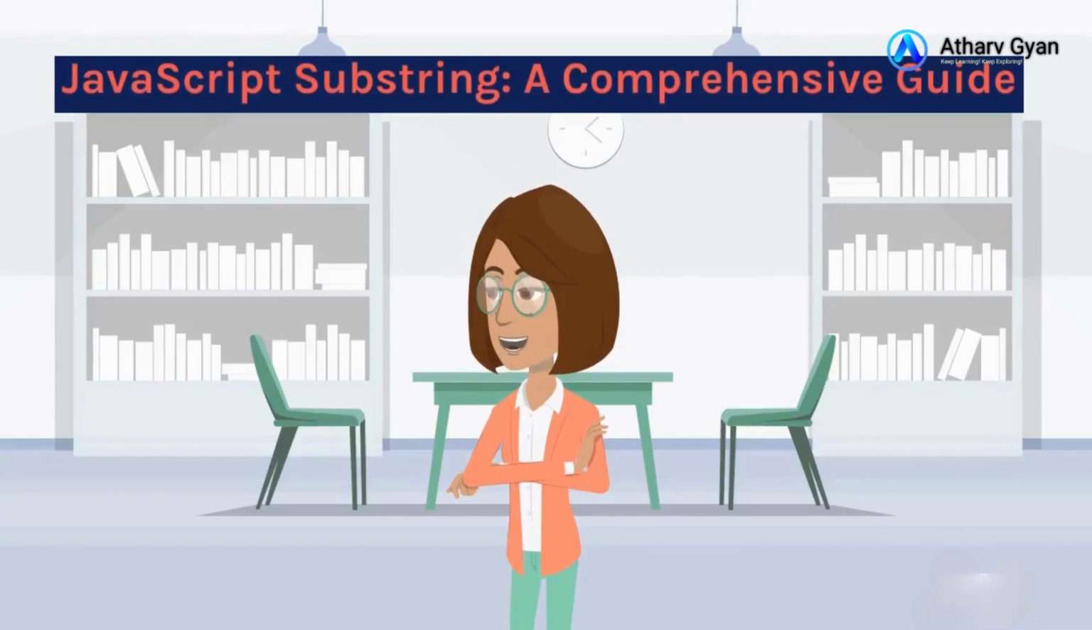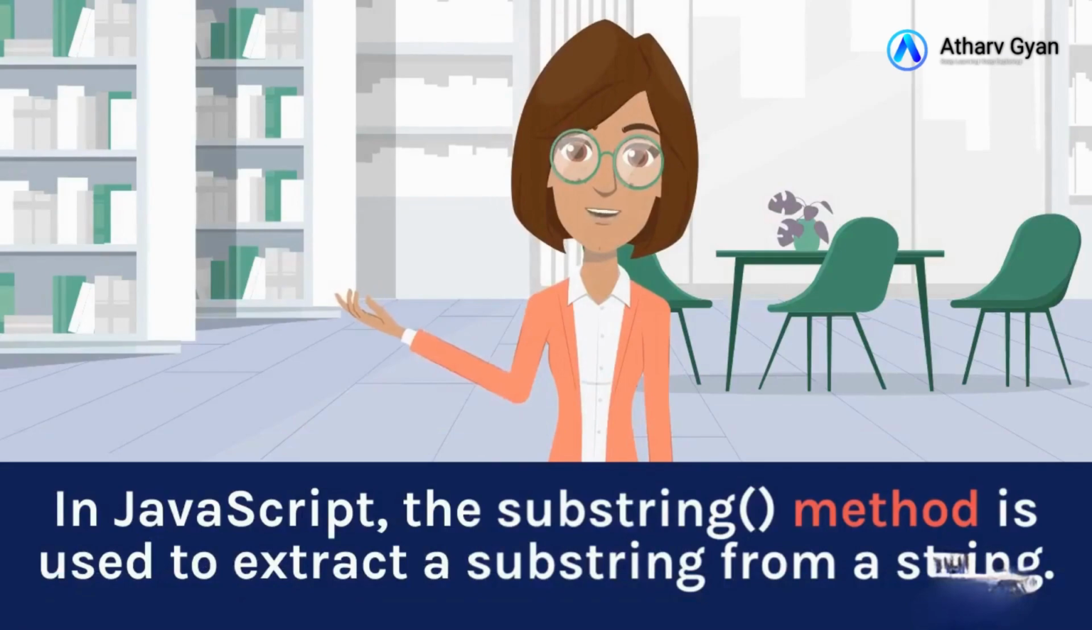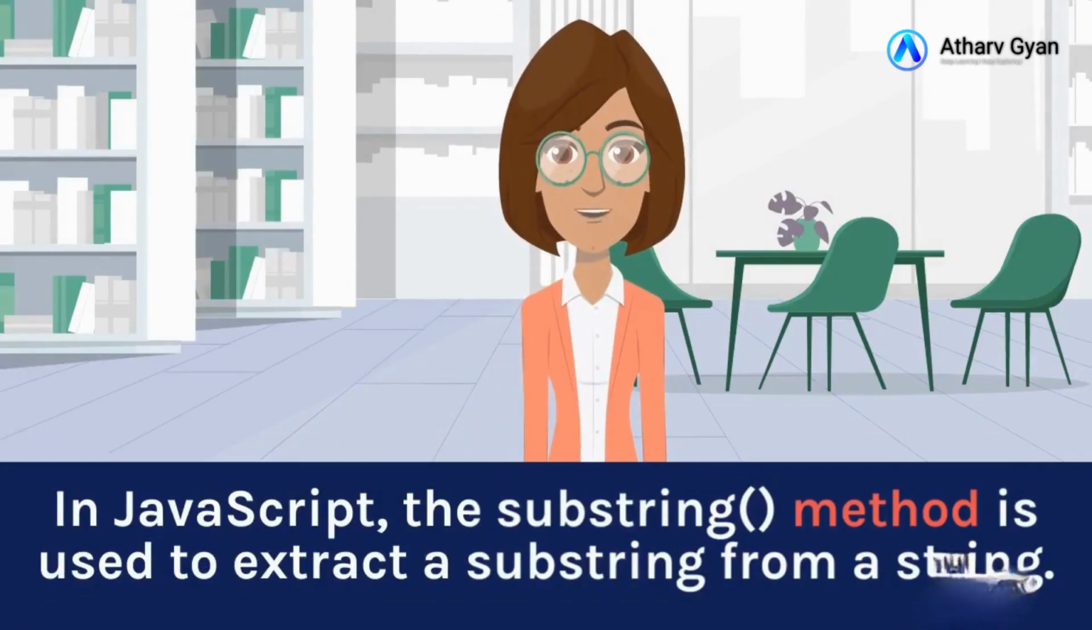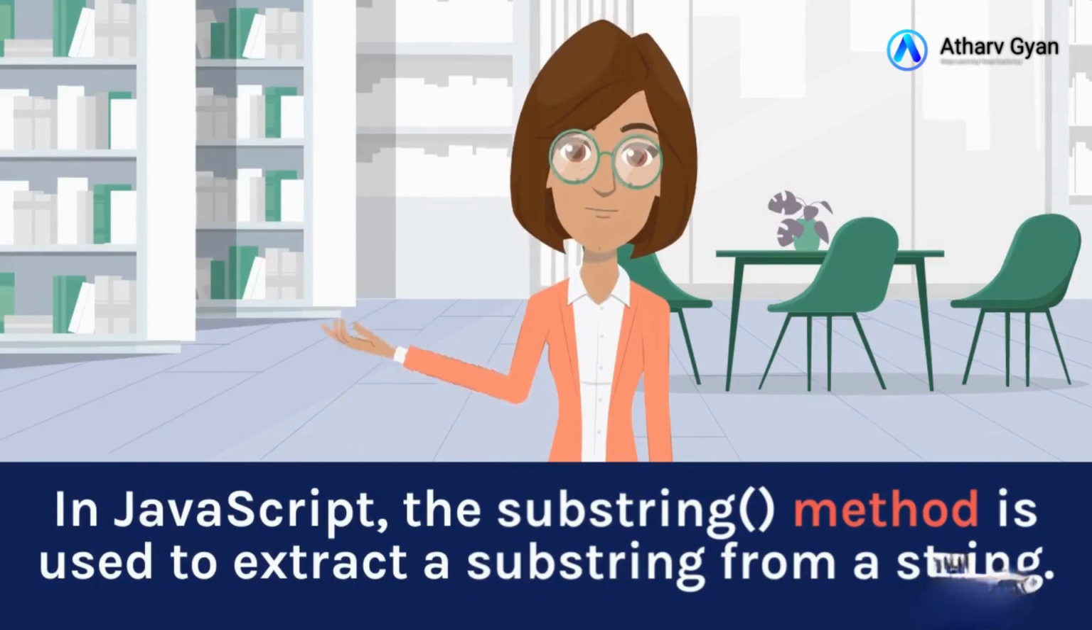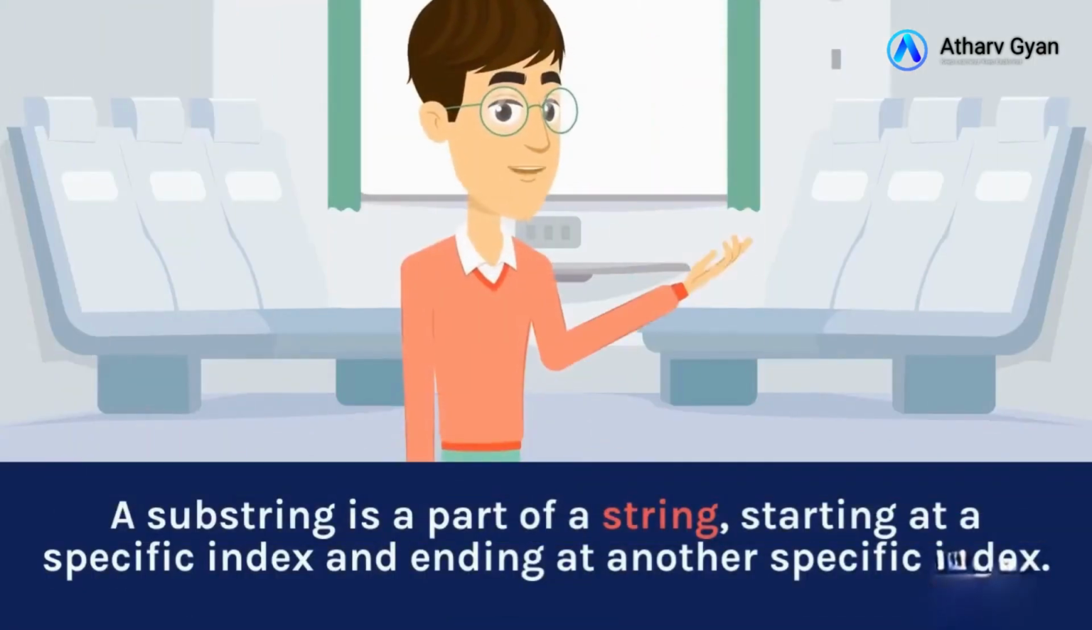JavaScript Substring, a comprehensive guide. In JavaScript, the substring method is used to extract a substring from a string. A substring is a part of a string, starting at a specific index and ending at another specific index.